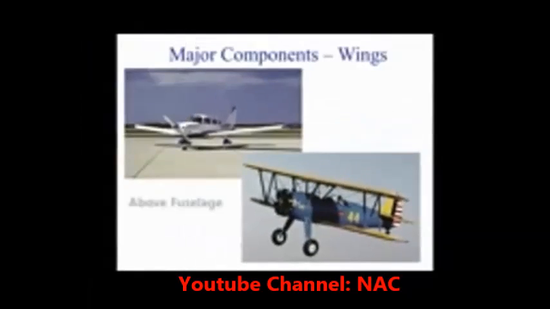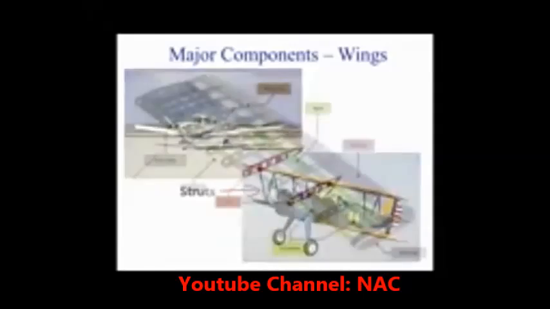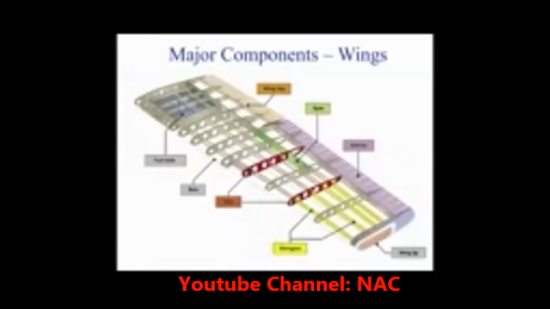Wings can be placed above, on, and below the fuselage. These different wing placements are referred to as high, mid, and low wing planes. Most high-wing planes have external struts to help dissipate the wing's load to the rest of the plane. The picture above shows the general construction of a modern wing. The ribs, stringers, spar, and skin all give the wing structure.